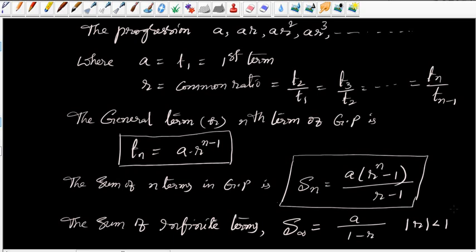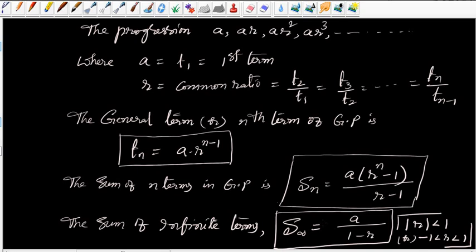So if modulus of R is less than 1, that means minus 1 less than R less than 1, okay, in such a case we can find the sum of infinite terms in the geometric progression. Otherwise, we can't find the sum of infinite terms in the geometric progression. Okay. These are the main things of the progressions, arithmetic progression and geometric progression. In the same way, we will discuss some summations.